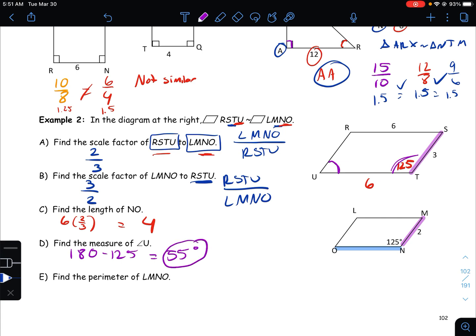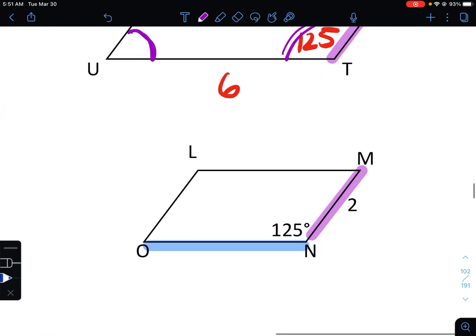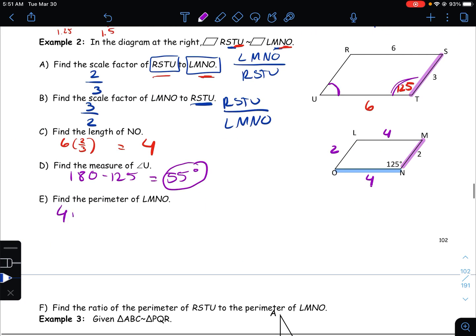And then they want us to find the perimeter of LMNO. So if we're looking here, we did figure out that ON is 4. So we would know that based on the rules of parallelograms, this guy would be 4 and this guy would be 2, which is going to give us 4 plus 4 plus 2 plus 2, which is going to give us 12.